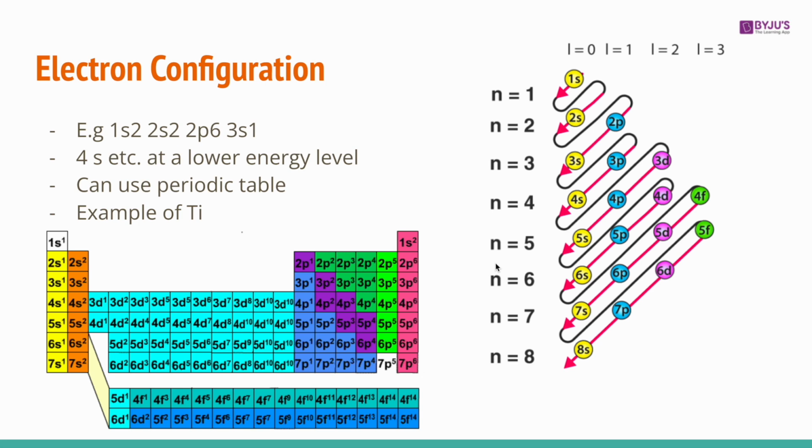Now, this can be somewhat confusing when you're starting out trying to write out electron configurations, but a good way to help yourself is to use one of the two diagrams on screen. I personally use the periodic table example, so you would find where the element you're trying to find the electron configuration of is on the periodic table, and then you'd simply follow it along.